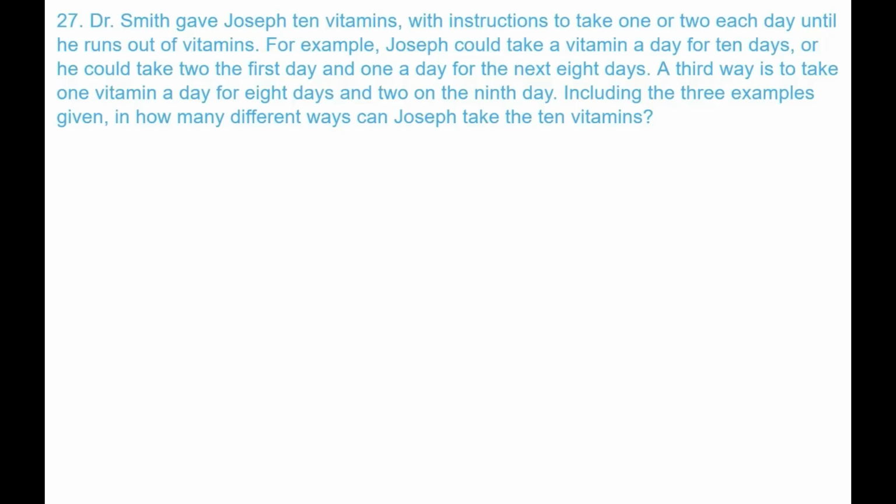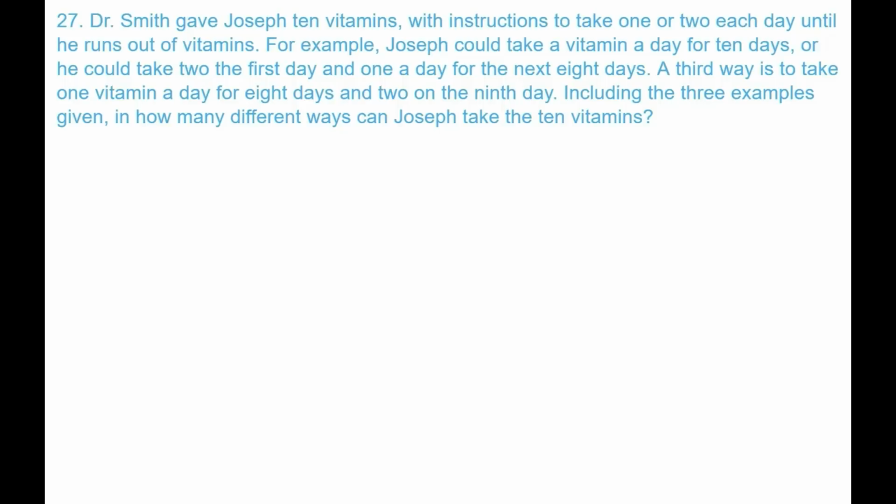Let me explain further. If Joseph had only 3 vitamins, he could have either taken 2 vitamins or 1 vitamin on the last day. If he had taken 2 vitamins on the last day, then he has 1 vitamin left over. If he had taken 1 vitamin on the last day, then he has 2 vitamins left over. Therefore, the number of ways that 3 vitamins can be taken is equal to the number of ways that 1 vitamin can be taken, which is 1 way, plus the number of ways that 2 vitamins can be taken, which is 2 ways. We can generalize this for n number of vitamins.